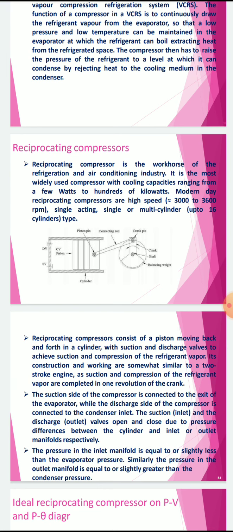Reciprocating compressor is the work horse of the refrigeration and air conditioning industry. It is the most widely used compressor with cooling capacities ranging from a few watts to hundreds of kilowatts. Modern day reciprocating compressors are high speed, 3000 to 3600 rpm, single acting, single or multi cylinder, up to 16 cylinders type.